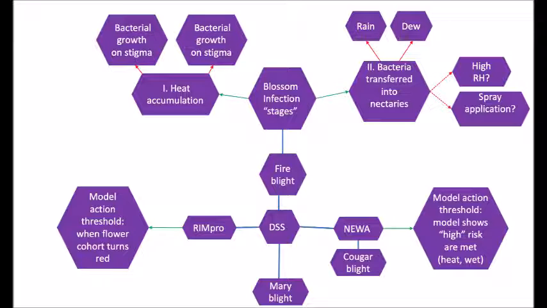Something else that recently came up was how possibly even just high relative humidity is sufficient to trigger a Fireblight infection, and the idea that a spray application could trigger an infection. And then, of course, all of the other pieces that fold into what we think about with Fireblight, with the decision support systems: Cougar Blight, Mary Blight, Rimpro. When do you spray? What do you spray? How long is it going to last? All of that. So welcome to the chaos that's my head.